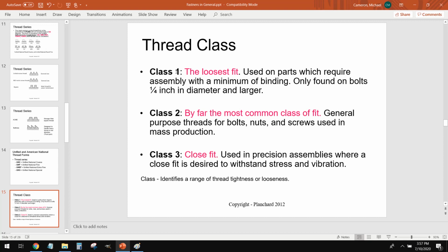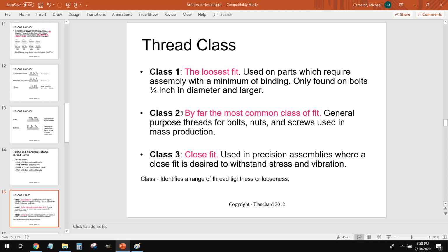A class 1 fit is the loosest type of fit. This means that there's a lot of space between the male and female teeth, and you'll typically see this on larger industrial threading. Typically larger than a 1/4 inch. You'll see it a lot on farm equipment. Stuff that needs to be able to fit together when there's a lot of dirt and debris interfering with those threads.